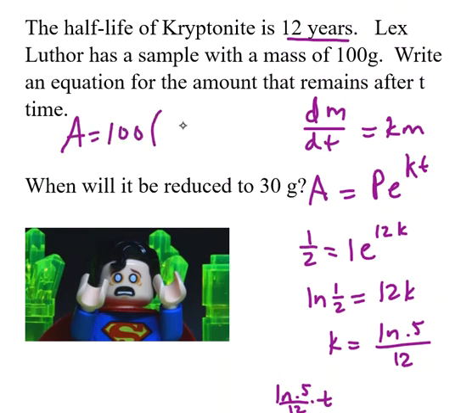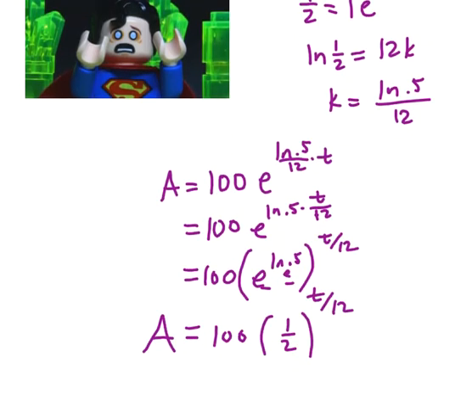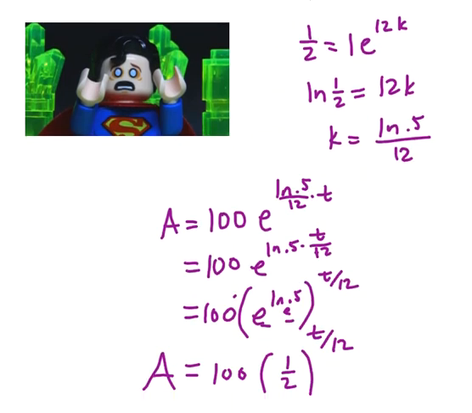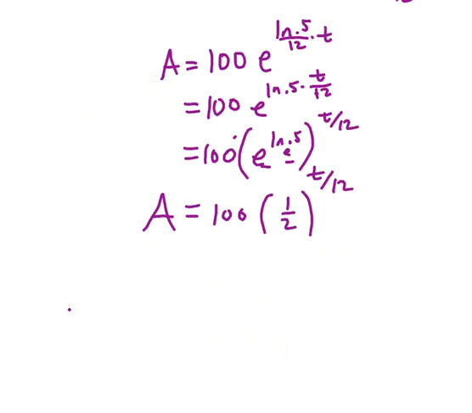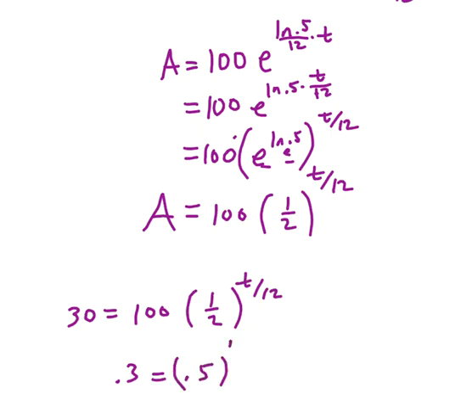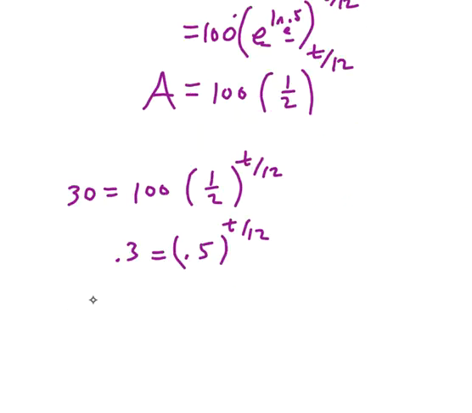It's 100 times 1/2 to the t over 12. And when will it be reduced to 30 grams? Well, that's what, oops, sorry. When will it be reduced to 30 grams? We would make it 30, and we want to solve for t. So 30 equals 100 times 1/2 to the t over 12. I'm going to convert to a log. You could log both sides or ln both sides as well. Our calculators are so fancy now.